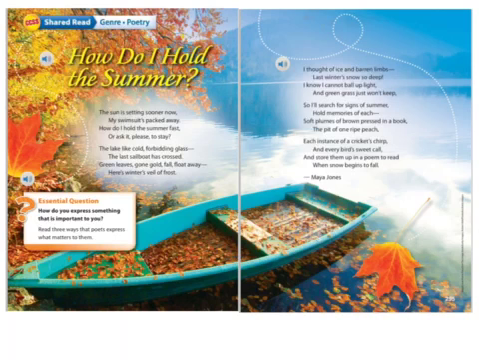How do I hold the summer? The sun is setting sooner now. My swimsuit's packed away. How do I hold the summer fast or ask it please to stay? The lake like cold forbidding glass, the last sailboat has crossed. Green leaves gone gold float away. Here's winter's veil of frost. I thought of ice and barren limbs, last winter's snow so deep. I know I cannot ball up light, and green grass just won't keep. So I'll search for signs of summer, hold memories of each, soft plumes of brown pressed in a book, the pit of one ripe peach. For each instance of a cricket's chirp and every bird's sweet call, and store them up in a poem to read when snow begins to fall.